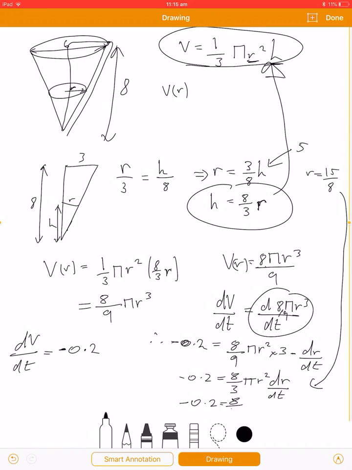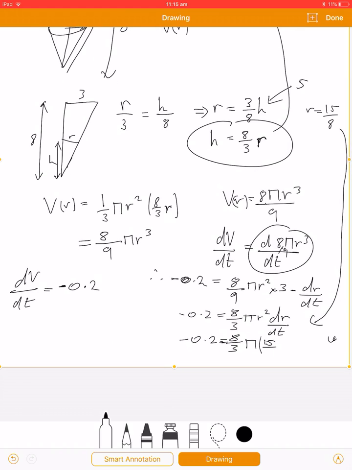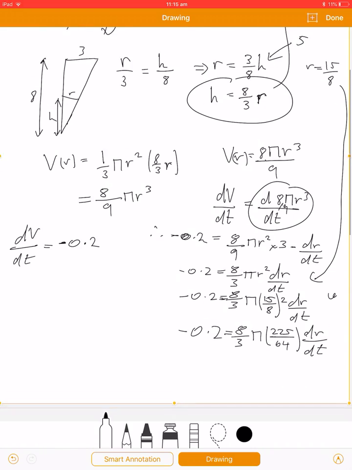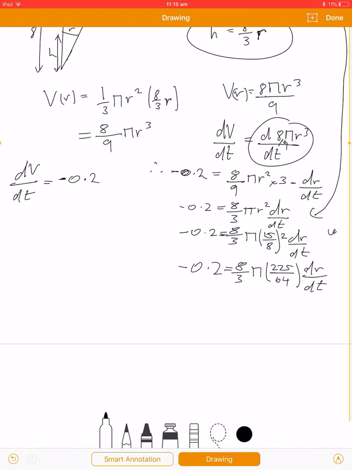So putting that back into these equations, minus 0.2 equals 8 over 3 pi 15 over 8 squared dr over dt. Oh, the pen stopped working. Just give me 1 sec. Therefore, minus 0.2 equals 8 over 3 pi 225 over 64 dr over dt.